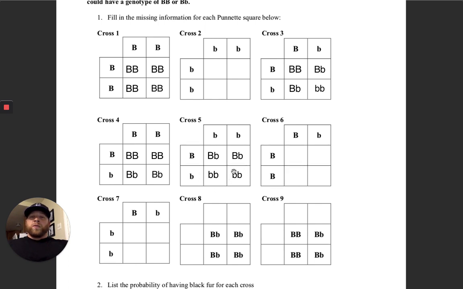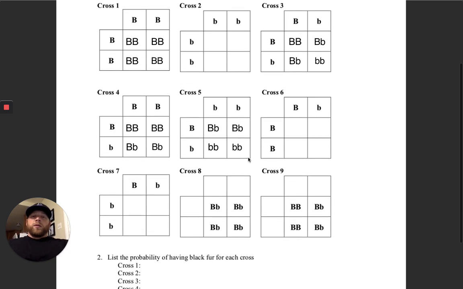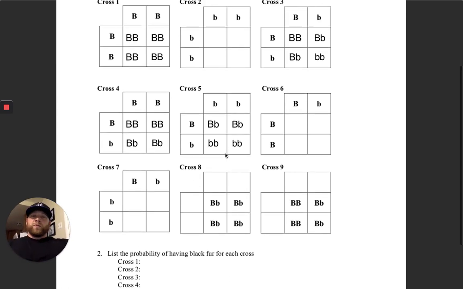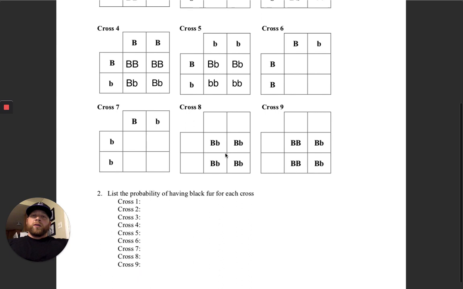Okay, so we know that they're homozygous, recessive, or dominant if they have two of the same alleles. Okay? And we know that they're heterozygous if they have two different alleles for the same gene. Okay. Hopefully you guys are following along so far. We're going to do one more.